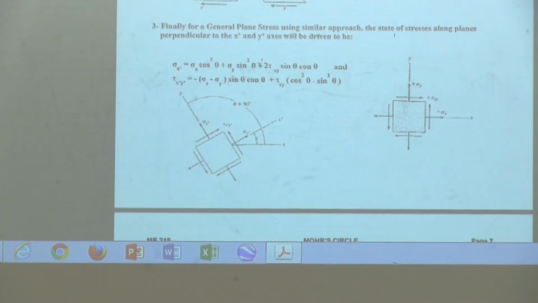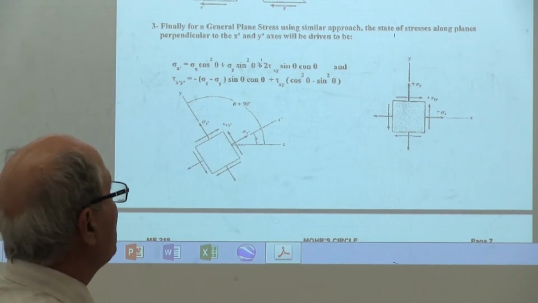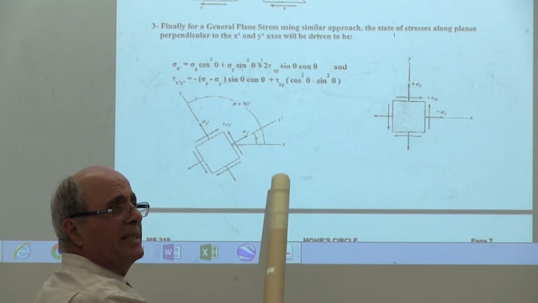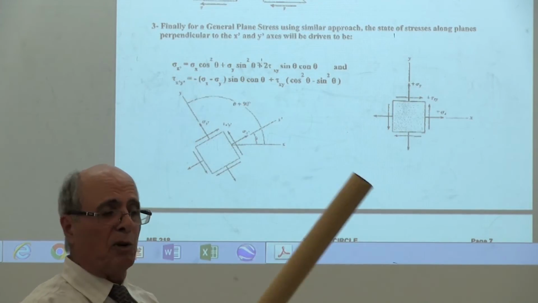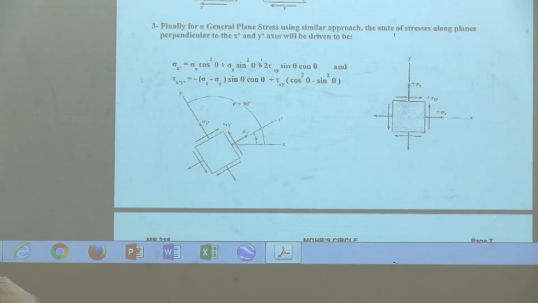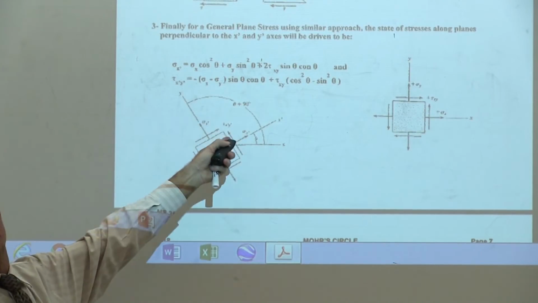But what I'm saying is that you don't have to worry about it. You don't have to learn the process because the process is very tedious and you have to write lots of sigma fx, sigma fy. But the point is this: what do these two equations represent? Sigma x prime and tau x prime, isn't that what you were looking for? Yes or no? The only thing you have to be careful about is that it ends up like that, but Mr. Mohr didn't like it like that. He changed the format of it.